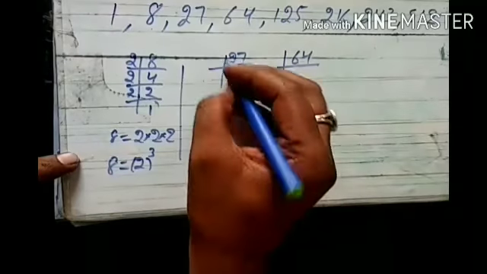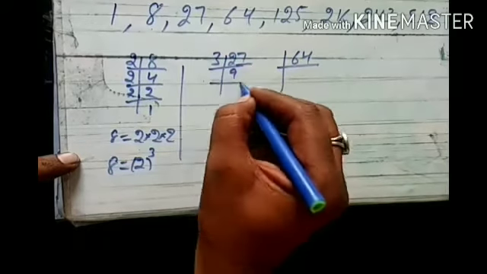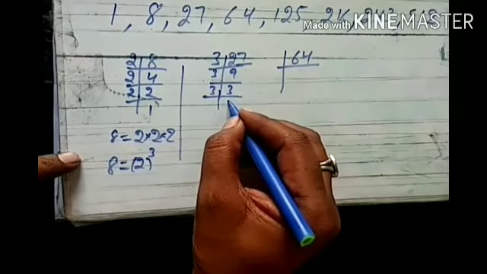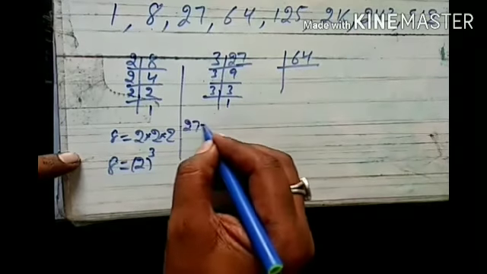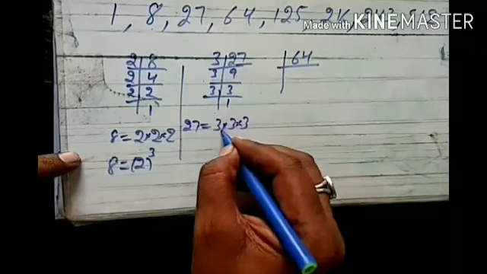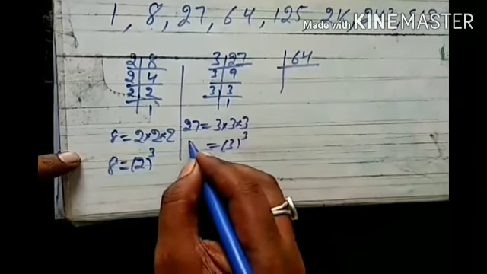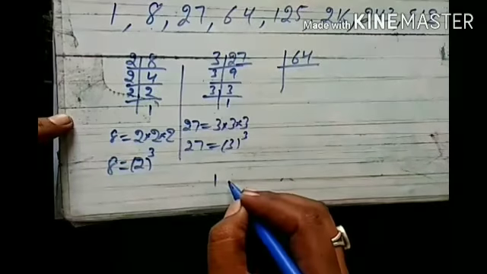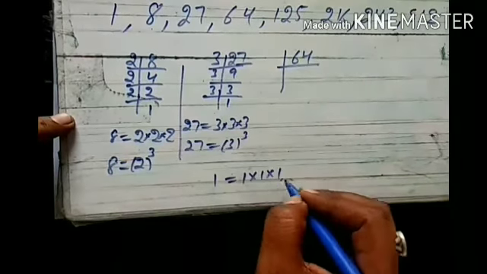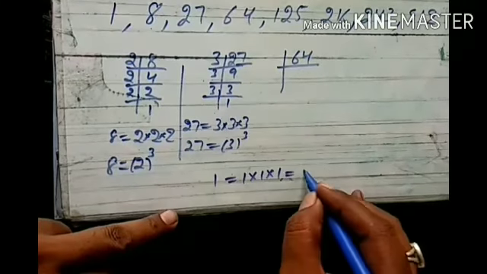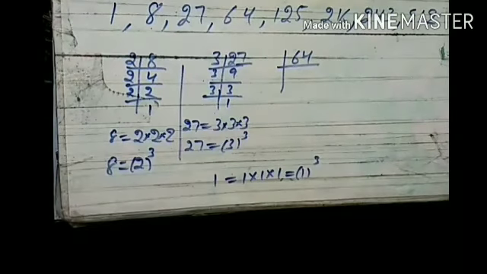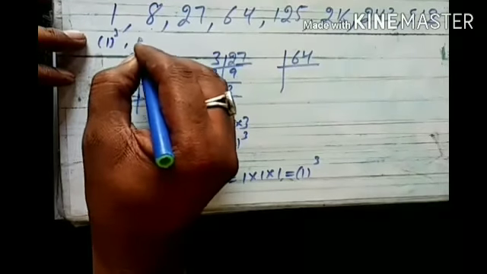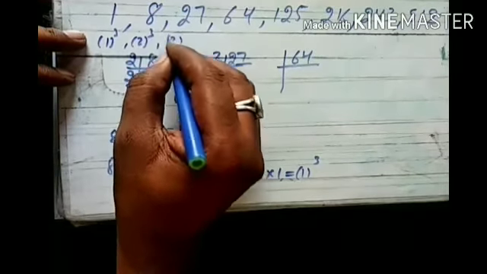Now 27 is divisible by 3 on 9's table, and 9 is divisible by 3 on 3's table, and 3 is divisible by 3, that is 1's table. So 27 is equal to 3, 3, 3. So it can be written as 3 cube. Here you will see the first number is 1. 1 can be written as 1 into 1 into 1, because if you multiply 1 three times, the answer is 1. So don't go to the expansion. I can write this as 1 cube, this as 2 cube, and this as 3 cube.